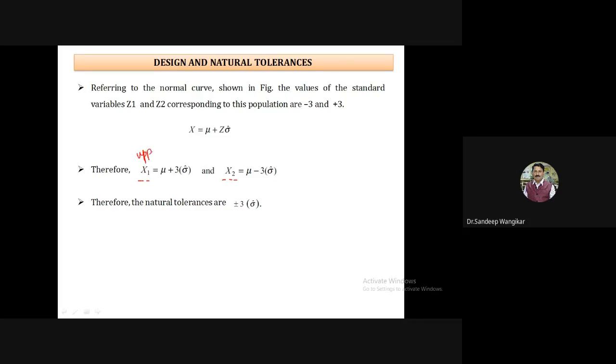For your understanding, I will write here the upper limit and the lower limit. So upper and lower limits are there, and z sigma is there. Now for understanding, we have written here 3 sigma, but actually it is z sigma. So you can modify it as x1 is equal to mu plus z1 sigma, x2 is equal to mu plus z2 sigma. Here the natural tolerances are defined as plus minus 3 times sigma.